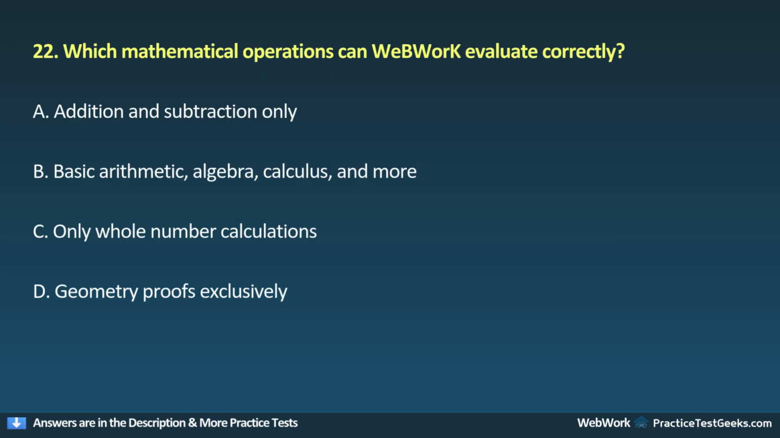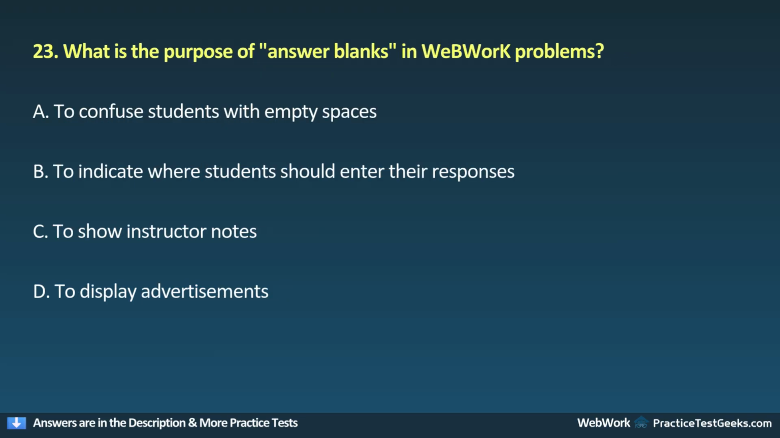22. Which mathematical operations can WeBWorK evaluate correctly? A. Addition and subtraction only. B. Basic arithmetic, algebra, calculus, and more. C. Only whole number calculations. D. Geometry proofs exclusively.